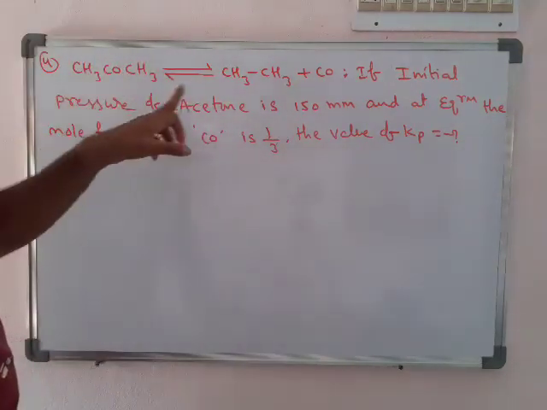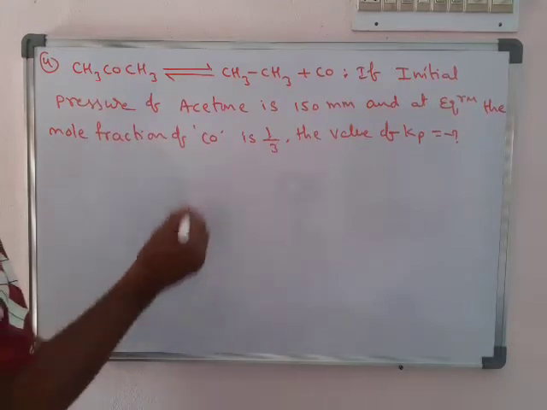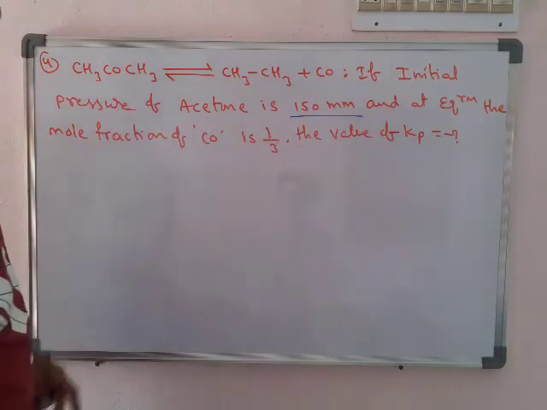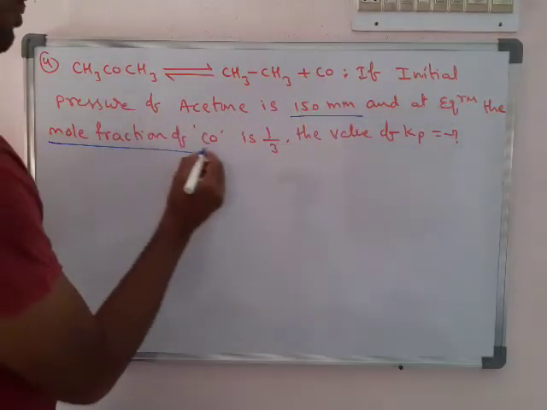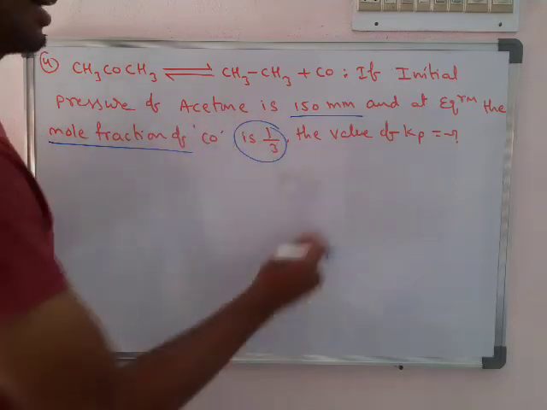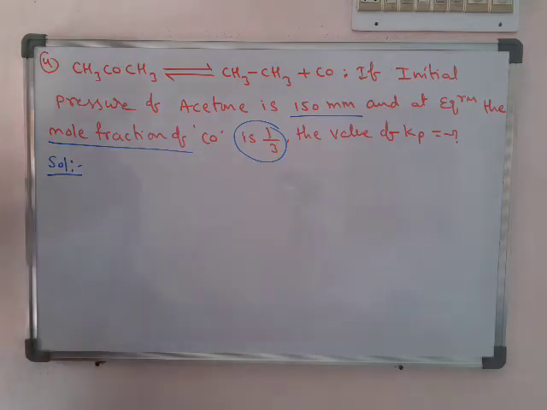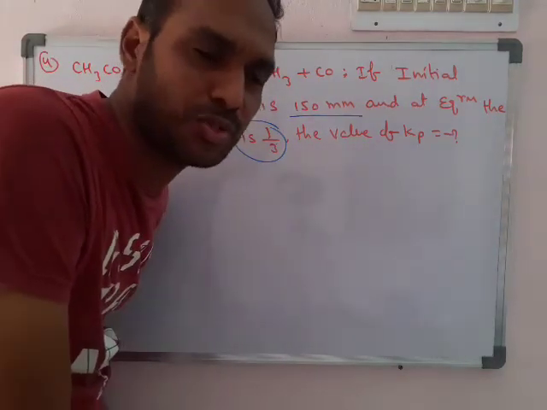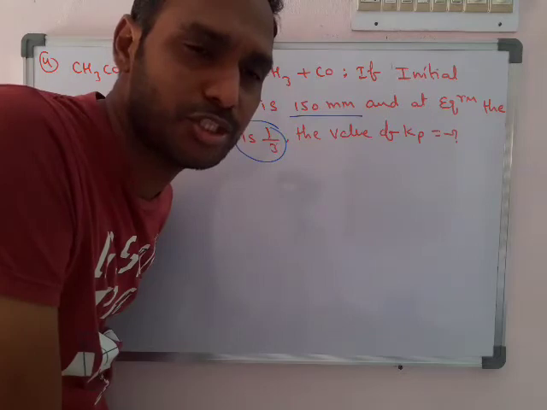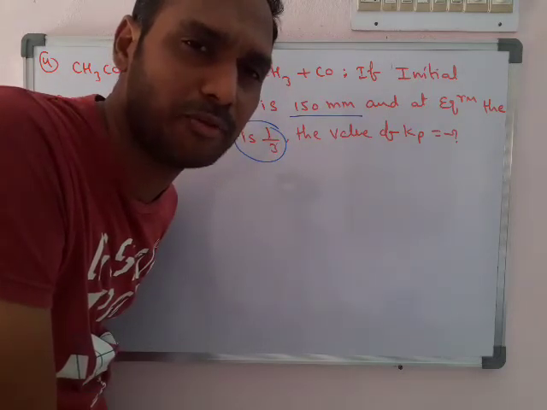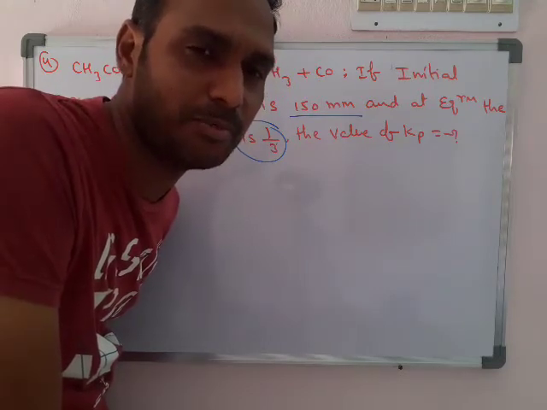Acetone on decomposition forms ethane and CO. Here we must know all our gases. If the initial pressure of acetone is 150 mm, and at equilibrium the mole fraction of CO is 1/3, what is the value of Kp? To find Kp, we have to get the partial pressures. But here only the initial pressure is given, so we have to find the partial pressures at equilibrium. First we bring in the equilibrium state and find the partial pressures there.